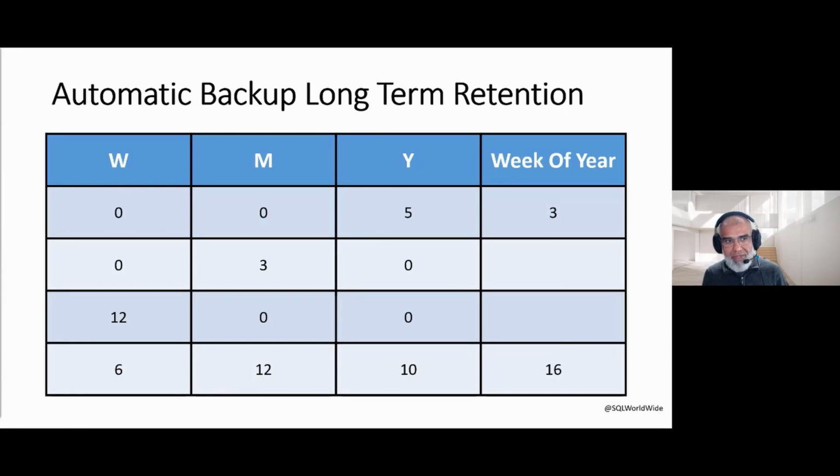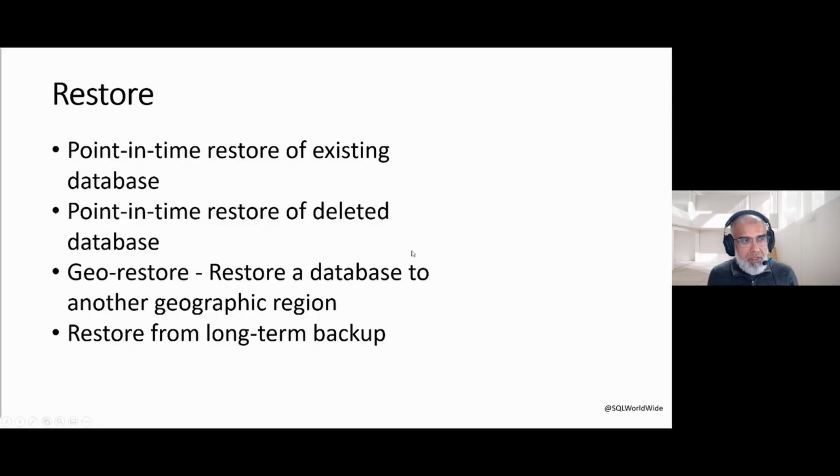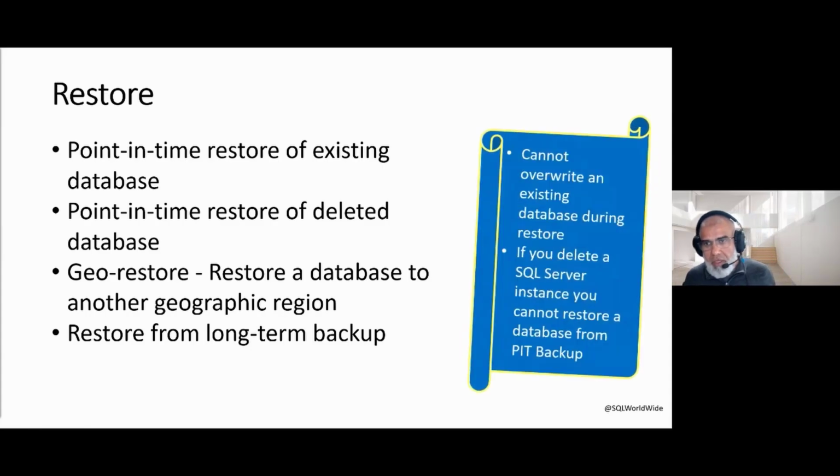What's a yearly full backup? There is no yearly, right? But yearly is where you select a week, and that's my yearly backup. So if you look at the top row, it's saying that my third week of the year, keep that backup for 5 years. So every year, the third week's backup, keep it for 5 years. That's how you determine a yearly backup. What you can do with those backups, you can restore point in time, like I said. If your region goes down, you can restore in a different region. You can also restore from your long-term backup.